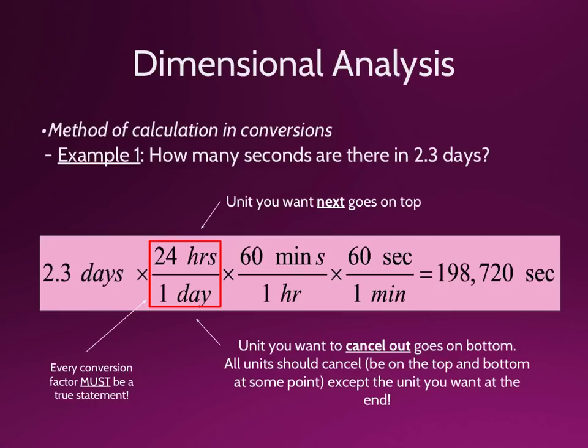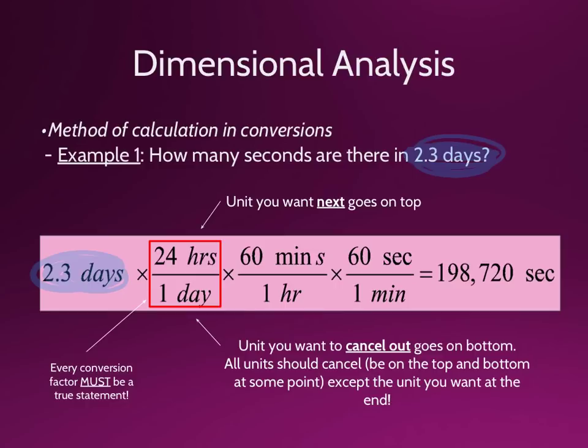So now we're going to get into how to actually set up one of these problems. I might pose the question, how many seconds are there in 2.3 days? So here's where you probably want to color code. You are going to start off with whatever number they give you. They give you 2.3 days as your starting number. That is what you are starting with in your actual calculation. Whatever number they give you, that's what you're putting in first.